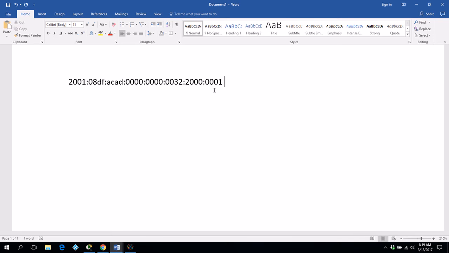Rule number 1, eliminate the insignificant zeros. Any zeros to the left of a number, get rid of. So that's rule number 1. So this 0 has to go. If you have 4 zeros, just remove 3 of them. Here's another one. Remove that. I can remove these 2.